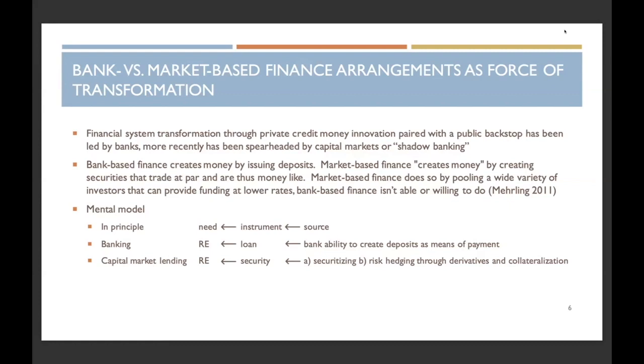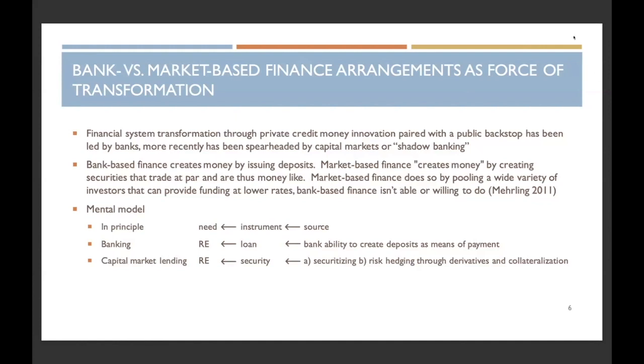This is the old alchemy. In capital market lending, you have the same real estate project, but now it gets funded through a security. That means the source is, first of all, a securitizing process. Then this securitized product itself gets funded one step further down through risk hedging with derivatives and the security being used as collateral. That's how you make the security money-like. So, old stuff for most of us here.